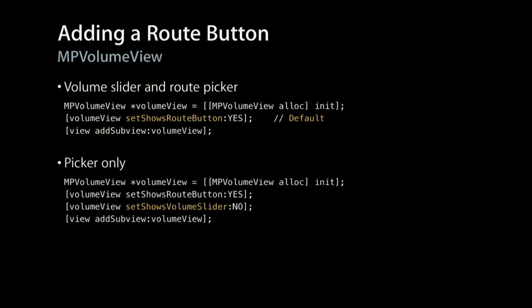Using MPVolumeView is straightforward. You allocate and init an MPVolumeView, tell it to display the route button, and add the view to your view hierarchy. The route button is visible by default, so you don't have to set it. You can also not show the volume slider. Simply set showsVolumeSlider to NO. Now, some developers have asked about not showing a route button. That's not a good idea. Any other app can change the route behind your back, so all you're doing is making things hard for your user.